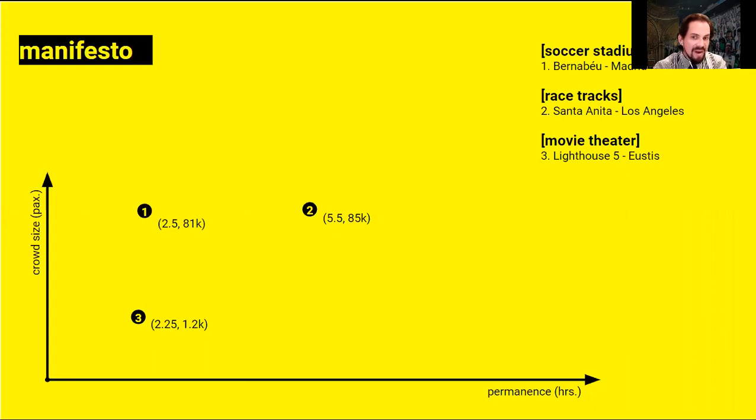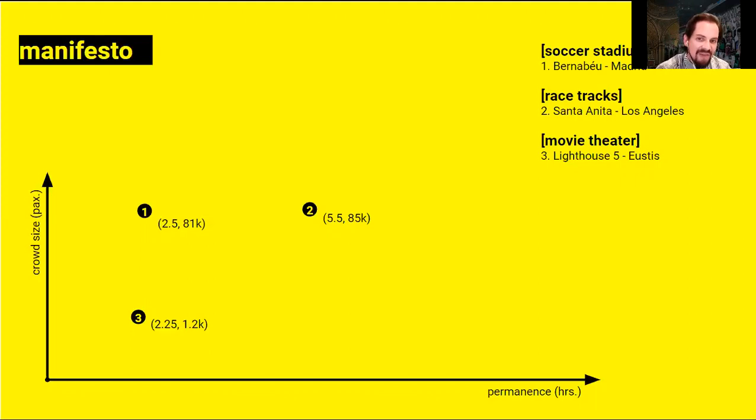At this point, bear in mind that we are still talking about the system of mapping, not the precision of the mapping points. So if we're thinking about what happens if the soccer match goes into penalties, we'll go into that later. For the racetrack, we'll use Santa Anita Park in Los Angeles. We'll place a point further to the left under the coordinates 5.5 and 85K. You'll notice its Y value is very similar to that of the stadium, since both buildings share a similar seating capacity. But the X value for permanence varies. After all, one visits a stadium just to see a soccer match, but you can spend a full afternoon at the races.